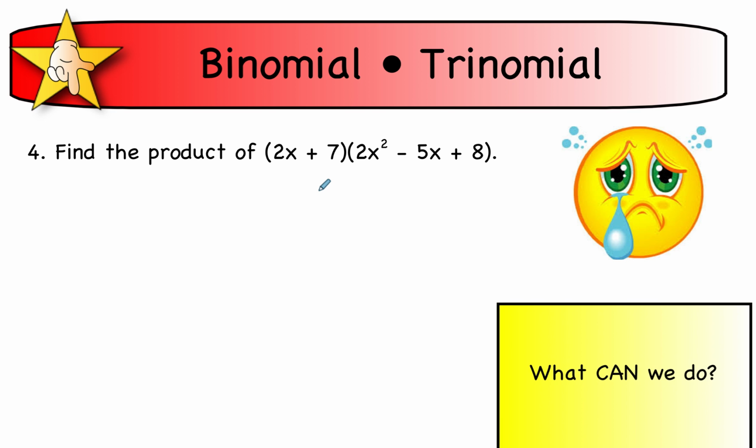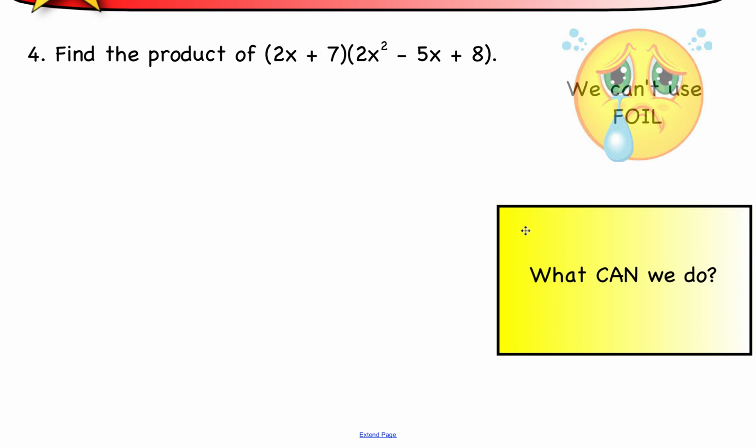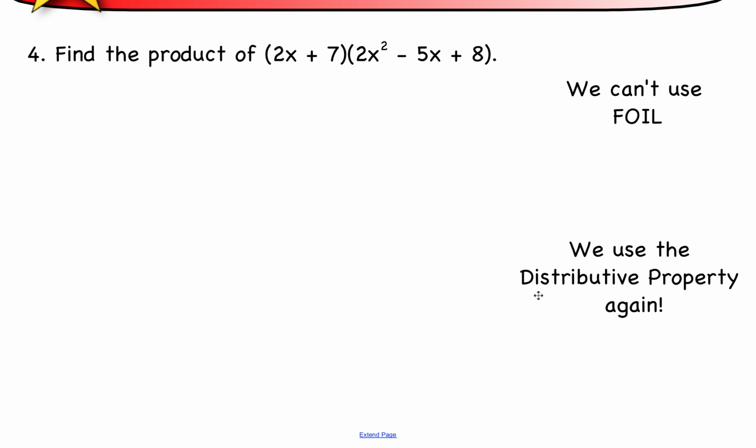So a binomial times a trinomial. How do we do this? Well, we can't use FOIL anymore because that was only a binomial with a binomial. So that makes us kind of sad because that's kind of a neat trick. So what can we do? Well, we can just use the distributive property, and that's exactly what we're going to do.